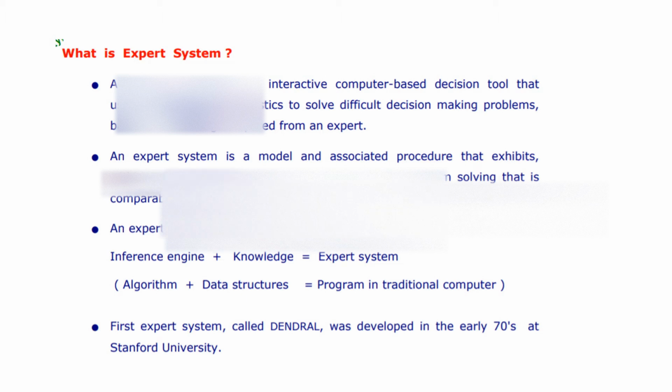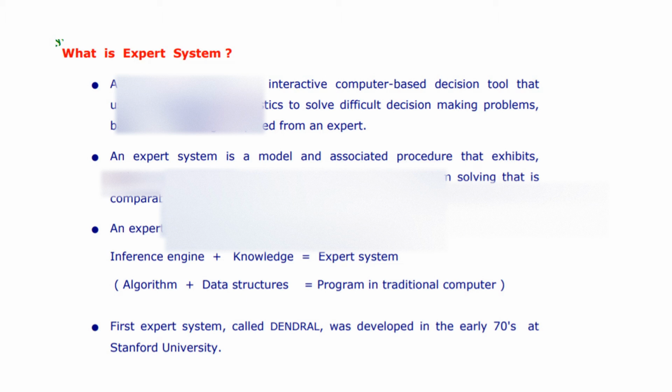Okay, and comparing this expert system with a traditional computer, we can see an expert system basically consists of an inference engine and the knowledge base, as compared to a traditional computer in which the inference engine is basically an algorithm, and the knowledge base is a data structure. In case of expert system, this inference engine plays a crucial role in solving a problem, and the other component, the knowledge base, contains rules and facts of a particular domain. Now that knowledge base is again being used for solving the task or problem.